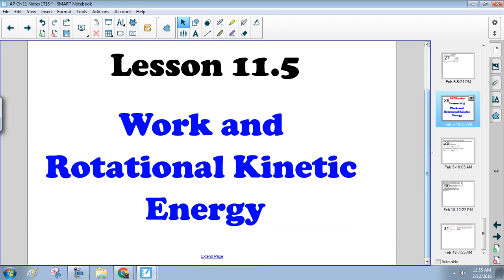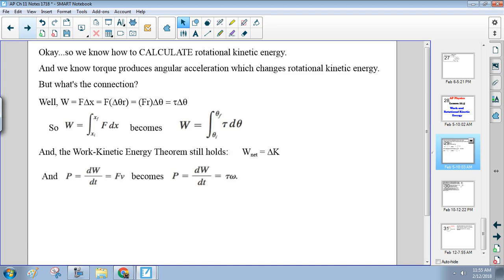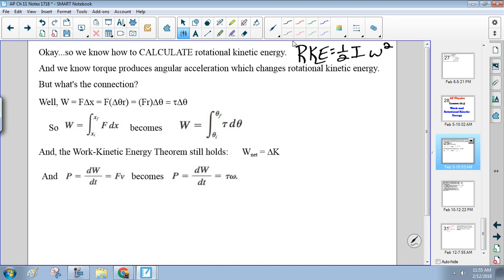All right. So we've already learned how to calculate rotational kinetic energy, right? Your rotational kinetic energy, that's a K, is always just 1/2 your rotational inertia times your angular velocity squared, right? And we know that torque on an object will produce angular acceleration, because torque is I alpha, right?